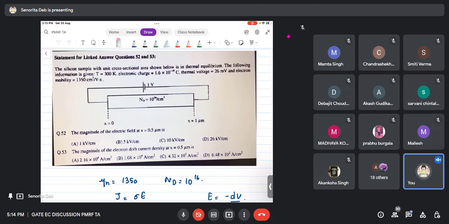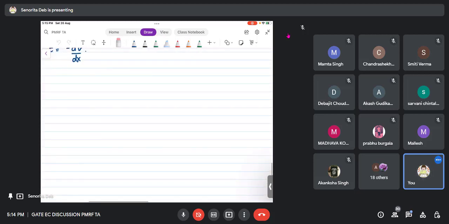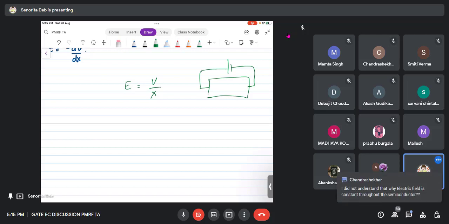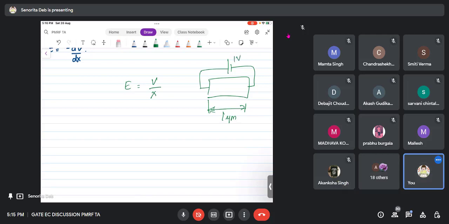So now you have to find out the drift current density, and you have to find out the magnitude of electric field. So at equilibrium, your electric field is given by V by X. Whatever is the specimen, whatever is the voltage that I have applied. So basically this is 1 micrometer and this is 1 volt. So this was basically that it is a thermal equilibrium.